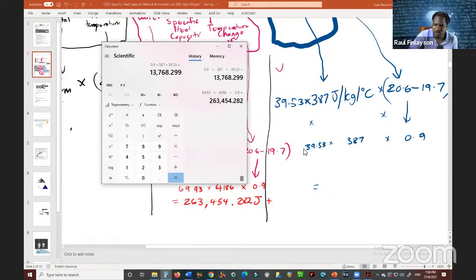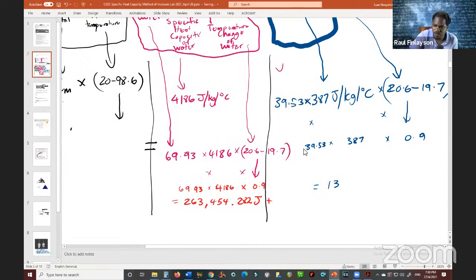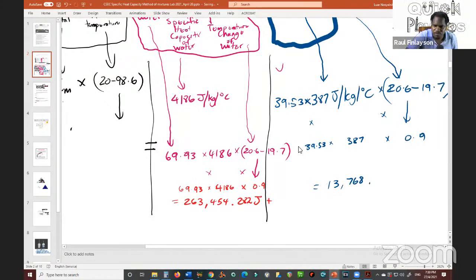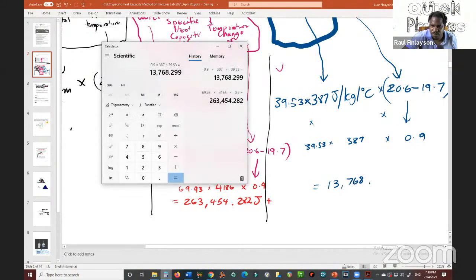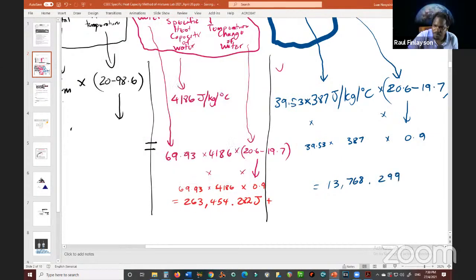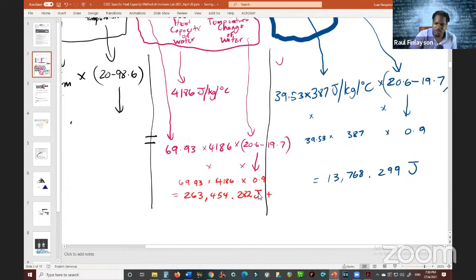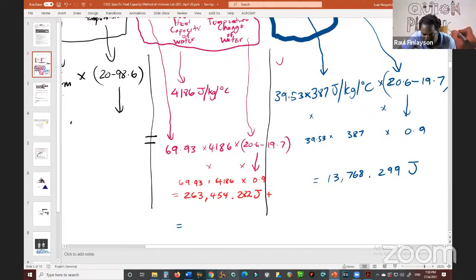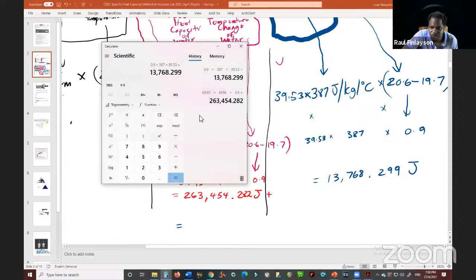13,768. So 13,768 and 0.299, I believe, was it? Yeah, joules. So all right, we're almost there. We finished one side of the problem. We just need to add these two now. 13,768. We add that to what we got before. These two numbers we're going to add.